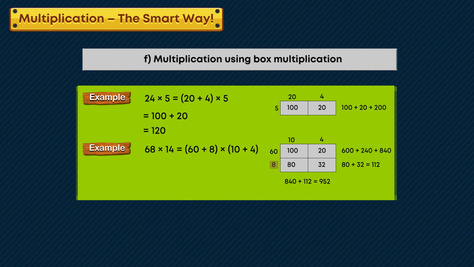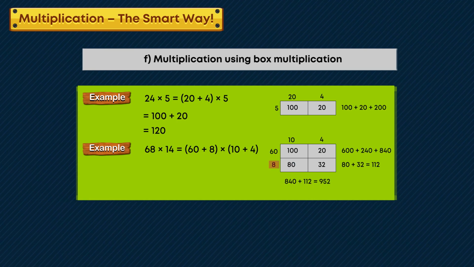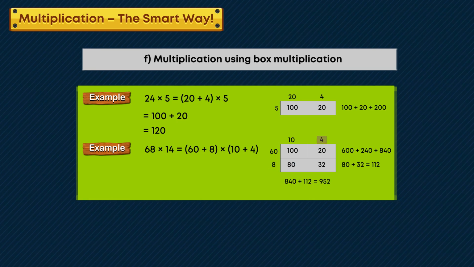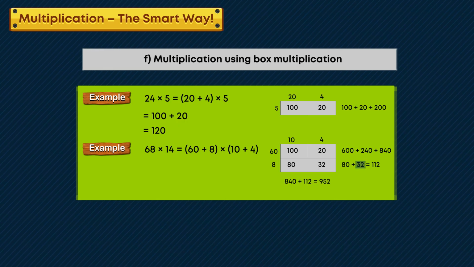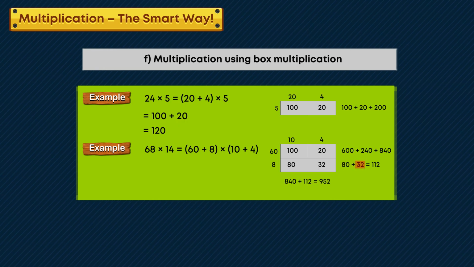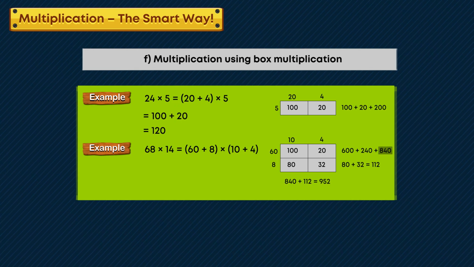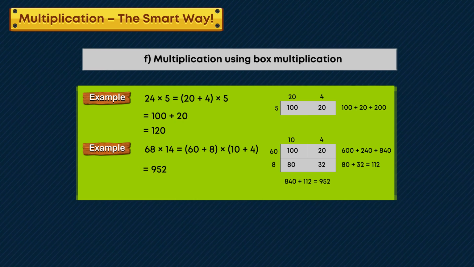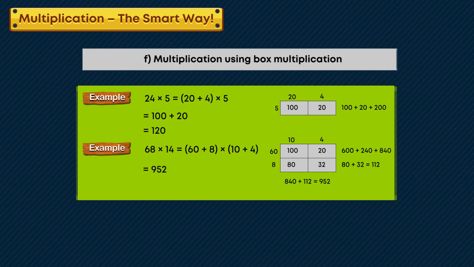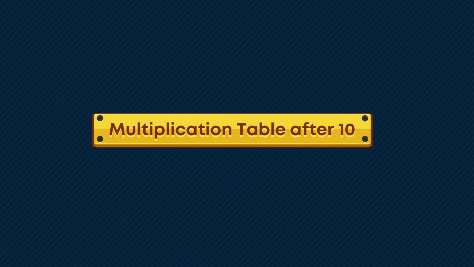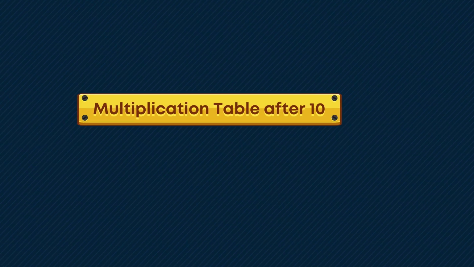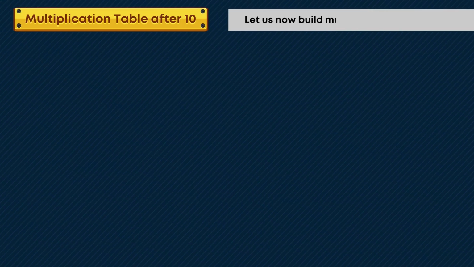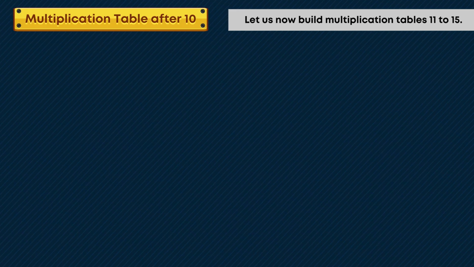Now 8 into 10 is equal to 80. And 8 into 4 is equal to 32. 80 plus 32 is equal to 112. 840 plus 112 is equal to 952. Multiplication table after 10. Let us now build multiplication tables 11 to 15.